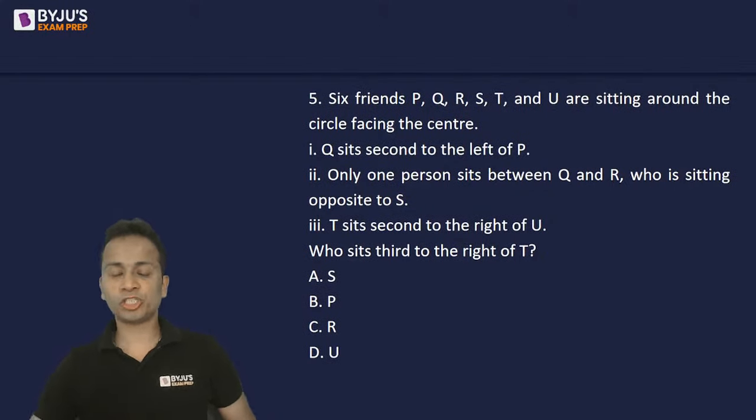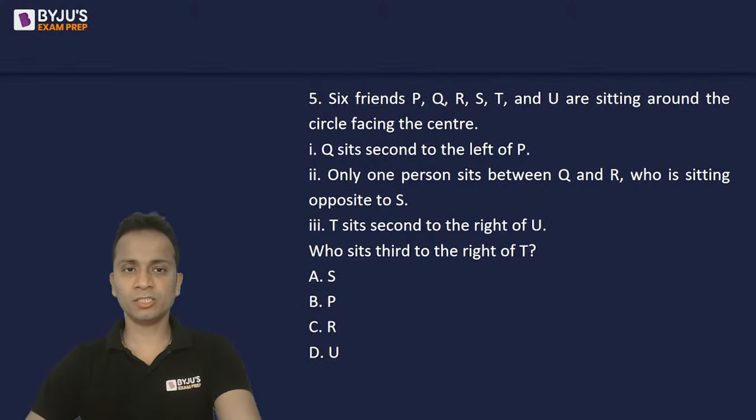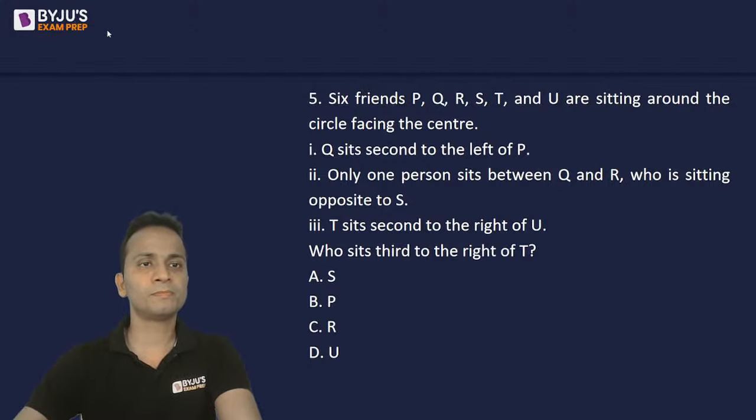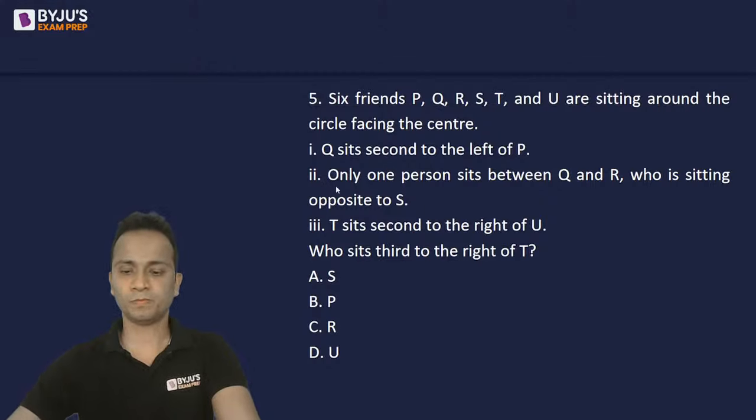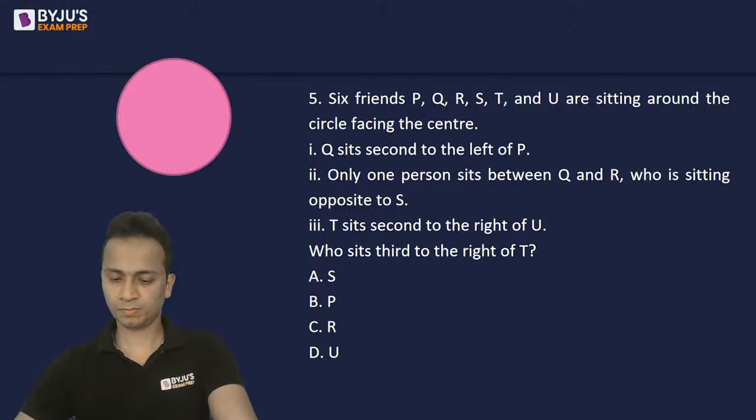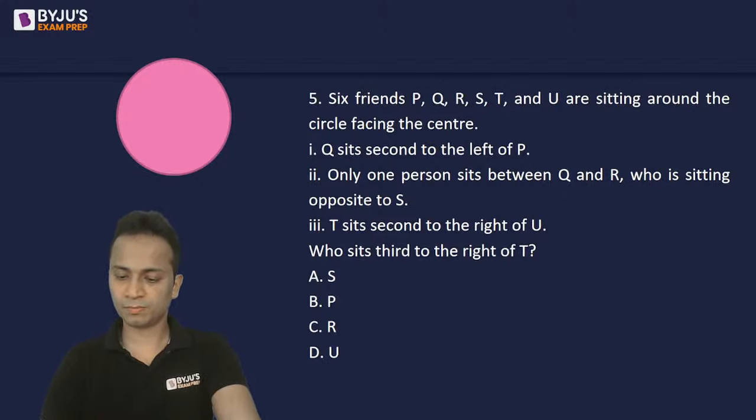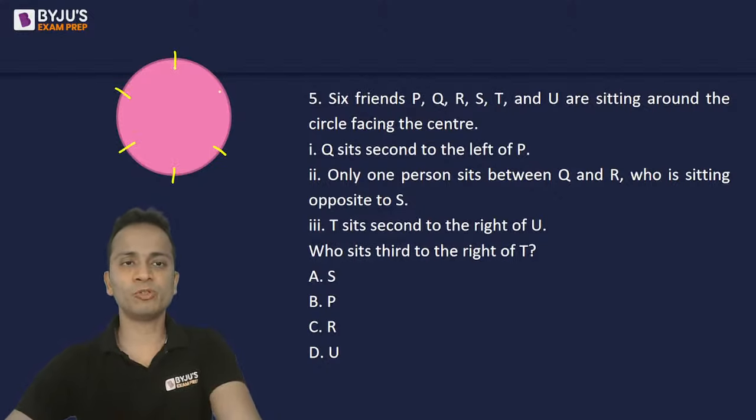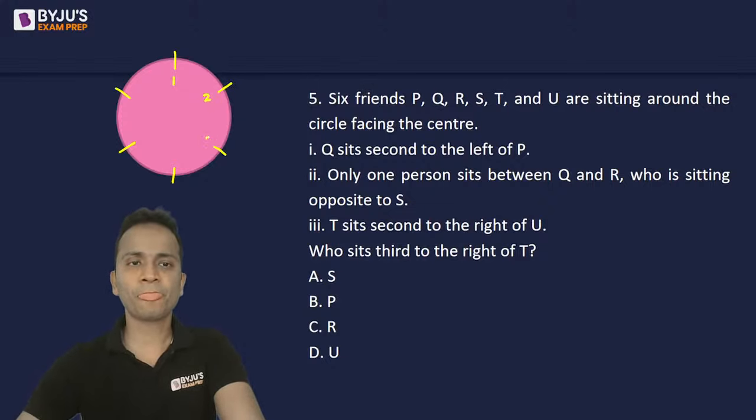Okay, so let's look at this question, question number 5, without wasting any time. So six friends P, Q, R, S, T and U are sitting around a circular table facing the center. So I'll quickly draw a circle. Just give me a few seconds. Okay, so I have drawn a circle. Now six friends are sitting, so I will mark 6 points where every 2 points are opposite to each other. I'll number these points 1, 2, 3, 4, 5, 6.